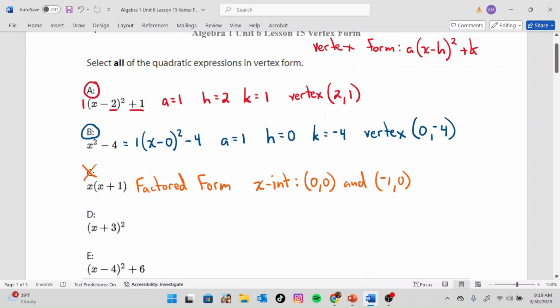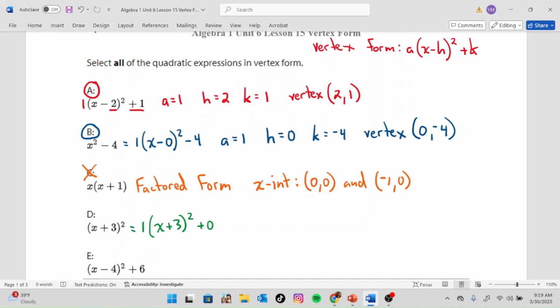Choice D. Maybe you can notice, maybe it's a little hard to notice, but D is in fact in vertex form. Because what I could do is I could put a 1 in front of the parentheses, because multiplying by 1 doesn't change the value of anything. And then I could put plus 0 at the end, because adding nothing doesn't change the value. And now you would be able to see that this is vertex form.